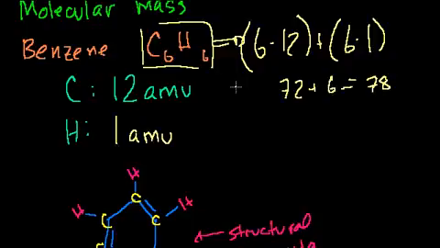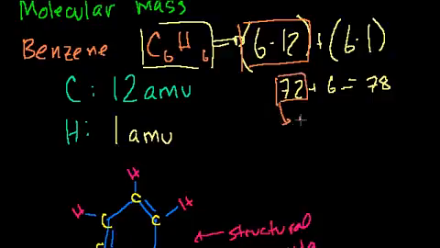Now, what if someone said, what percent of benzene is carbon? Well, then you say, okay, this is the piece that's carbon right here. The carbon piece of benzene is 72 atomic mass units. Right, that's carbon. So what percentage of benzene is carbon? It's 72 over 78. The whole thing is 78. So it's 72 over 78. And what does that equal?